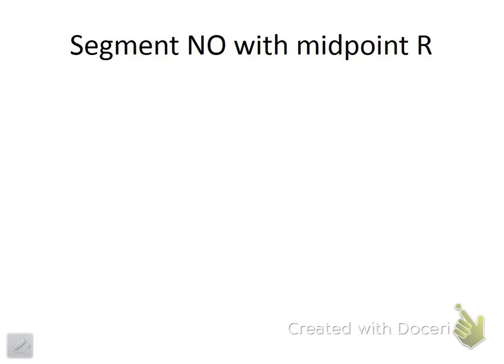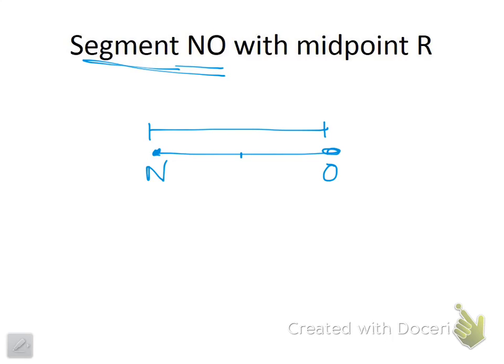Segment NO with midpoint R. A segment here is going to be a line with endpoints. So let's create our segment NO. Make sure you label it. Midpoint R. My midpoint is going to sit in the center. So I would generally have to figure out how long this is, divide it by 2 to figure out where my center is, and my midpoint should sit right in the center. We label that R. Whenever we have a midpoint, we have 2 congruent sides. So we need to show that those sides are congruent by putting our little dashes in them.